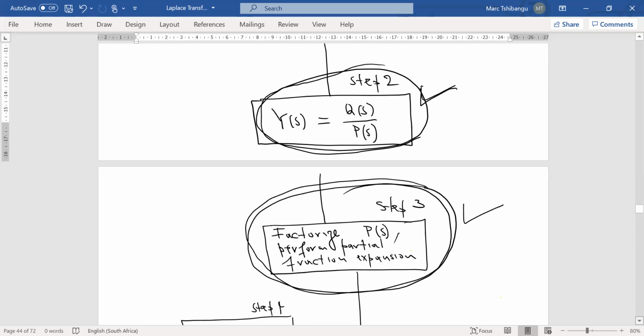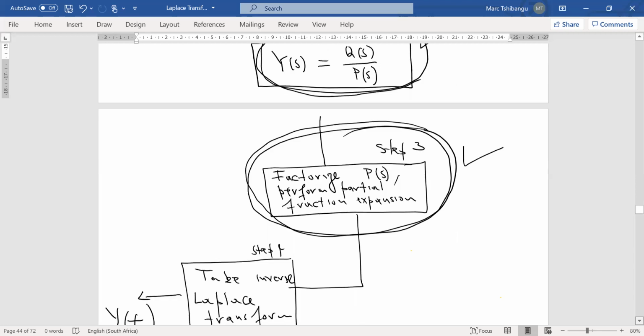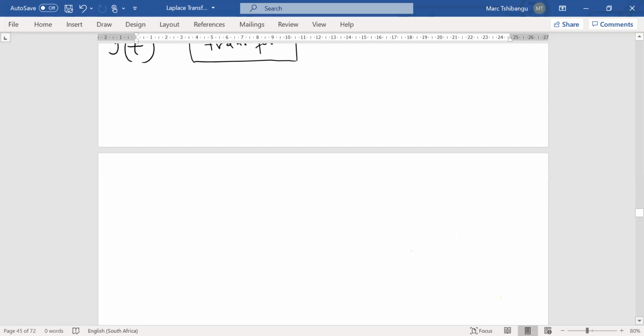So now we're going to talk about some forcing functions. It's part of the dynamic behavior of a chemical process.